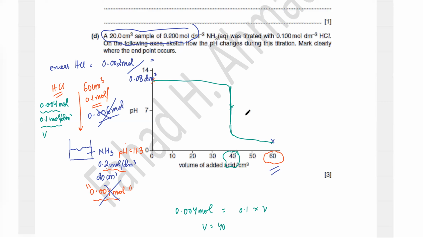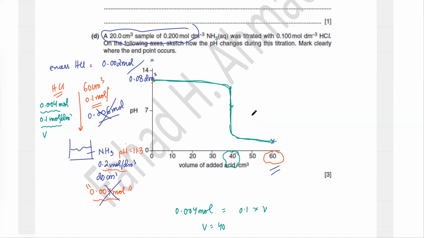So that's your pH change that's happening over here. Is this clear? Yes, sir.